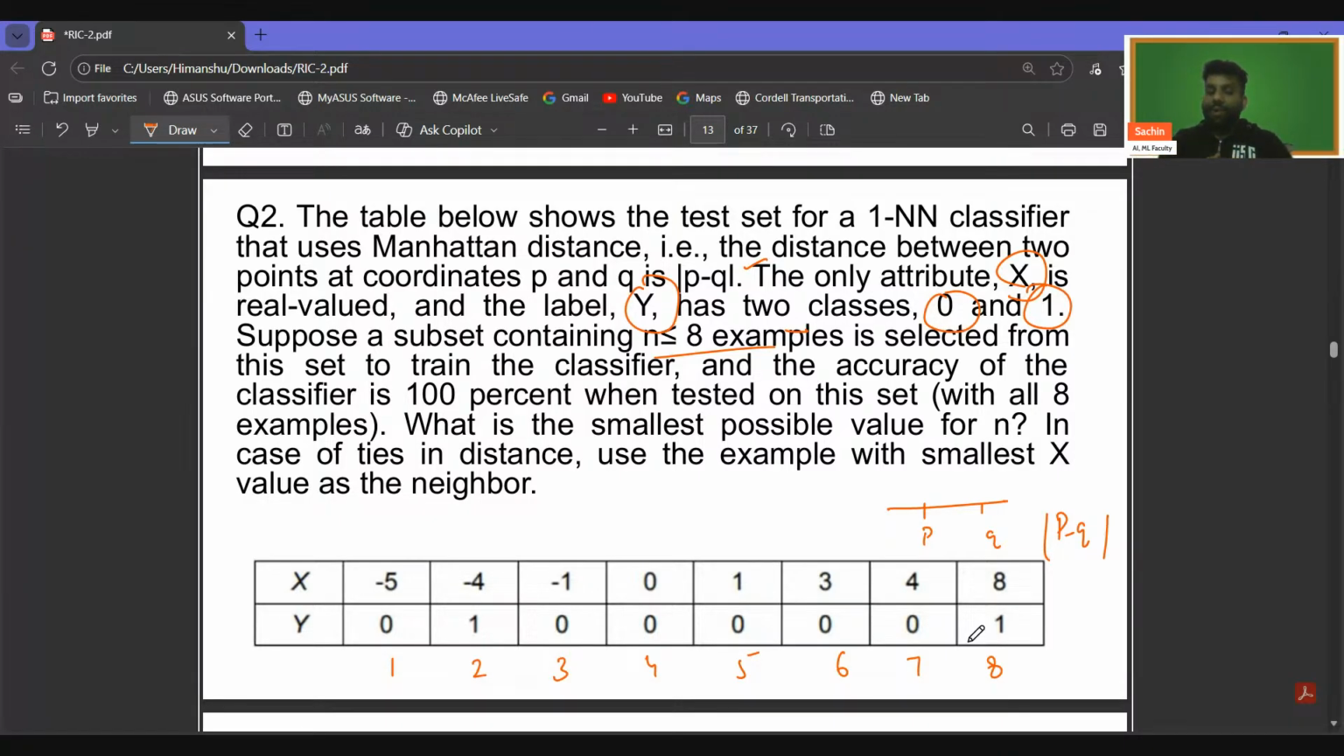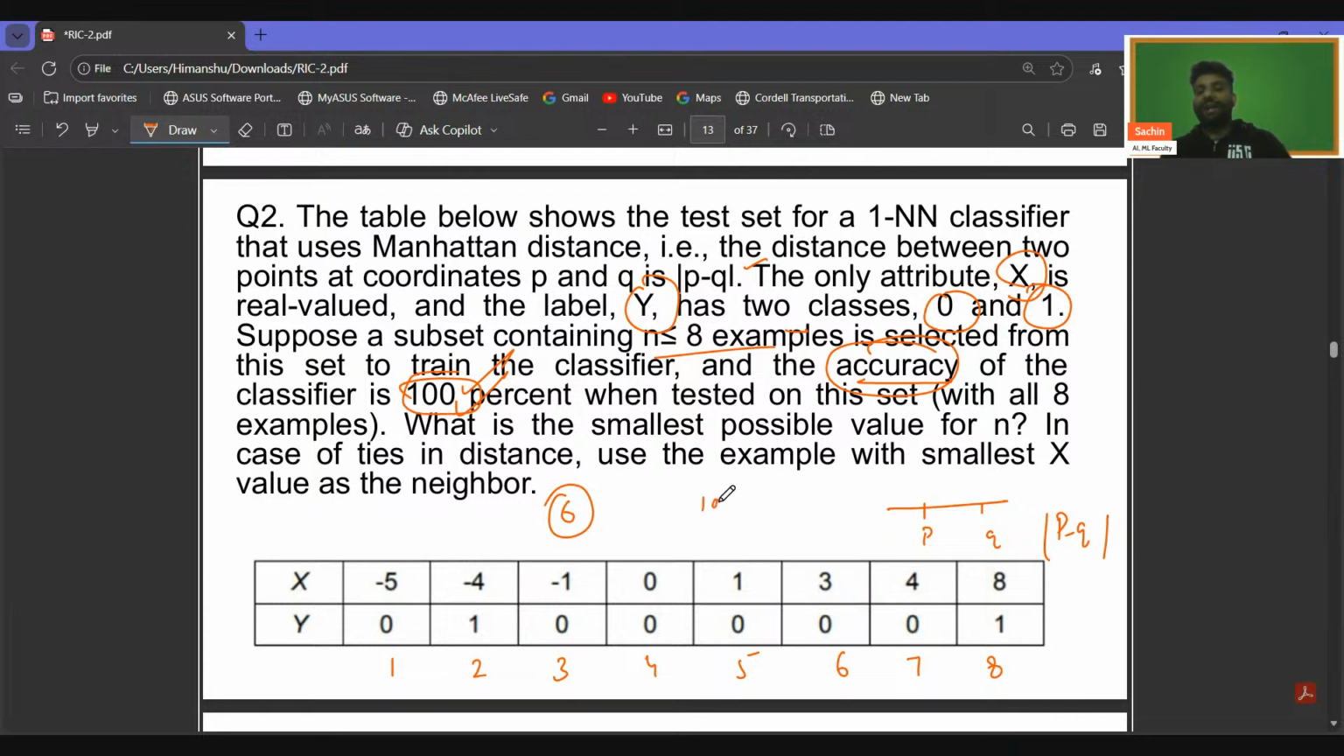data set I'm already having to train my classifier, which is one nearest neighbor. And the accuracy of that shall be 100%. Very important. Accuracy of that shall be 100% when tested on this set. So that means whatever subset I have taken, let's suppose for an example, if I took 6 data points from this. If I'm training on that, and if I test on that same 6, after training on these 6, what should be my accuracy in that case?